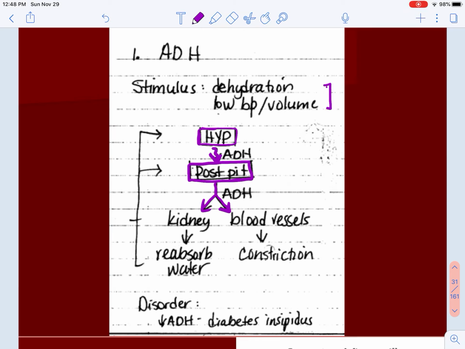The receptors will be blood vessels that will constrict when ADH hits them, and the kidney that will start reabsorbing water with its nephrons. Basically, the pores in the nephrons enlarge, and when the blood volume and blood pressure are back up, and the water content in the blood is back up, the negative feedback here will stop the hypothalamus and the pituitary. I just made one arrow here.